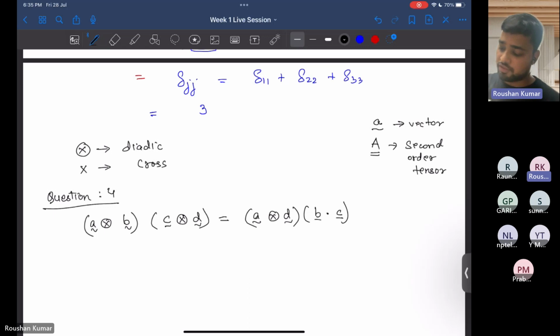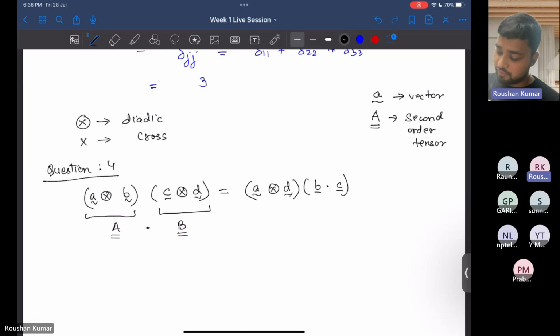So this is not a question, this is basically a mathematical description, the definition of a single contraction. If we do a dyadic product of two vectors, we get a second order tensor. So tensor A in the single contraction with tensor B, we get vector A tensor product D times B dot C. So this is the definition of a single contraction.